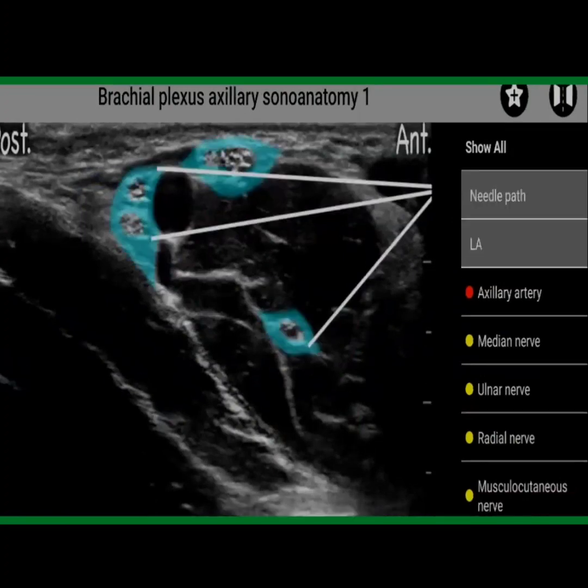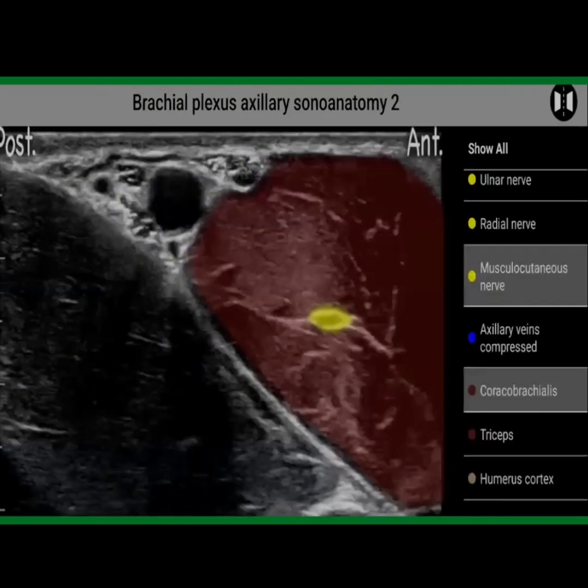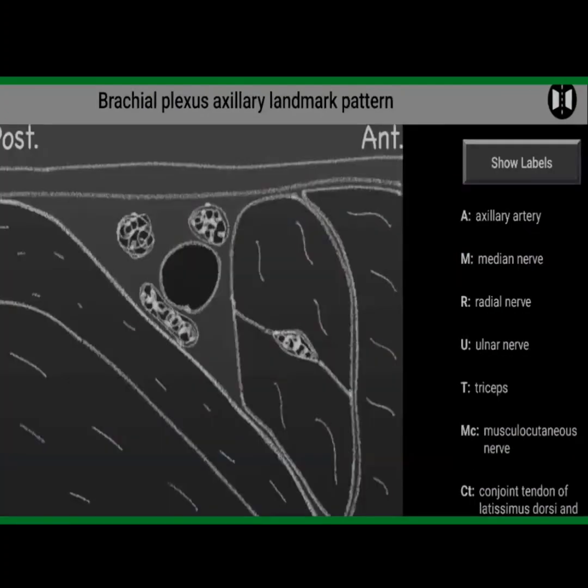The artery can be clearly seen in the next figure. This is the sonoanatomy. You can clearly now see the musculocutaneous nerve. It's present in a fascial plane between the coracobrachialis and the biceps brachii. This is a little more clearly drawn figure.